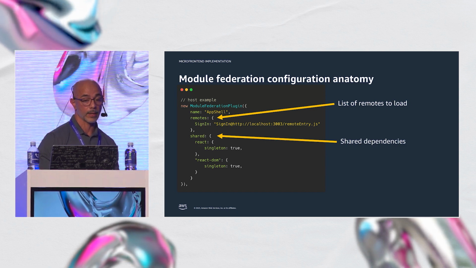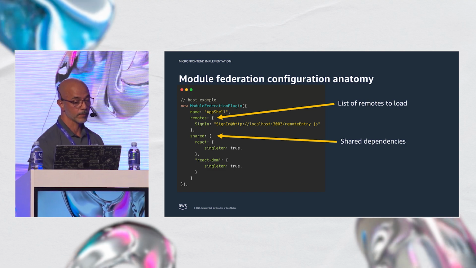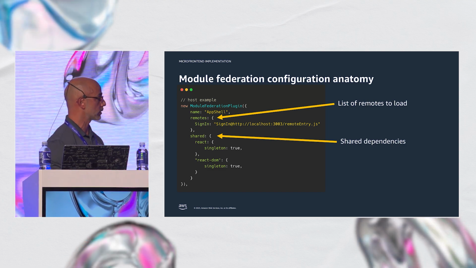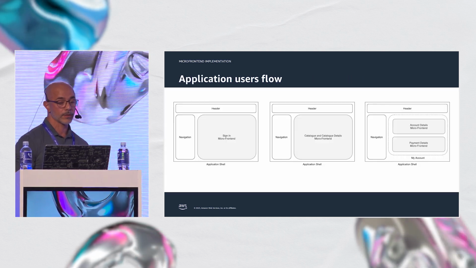And the second part, again, I can still specify if I have shared dependencies. In this case, because it's a React application, it's always React and React DOM. And this is the final result.